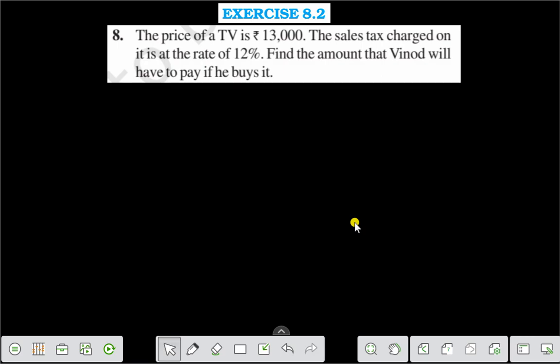The price of a TV is rupees 13,000. The sales tax charged on it is at the rate of 12%. Find the amount that Vinod will have to pay if he buys it. Let us solve this one.